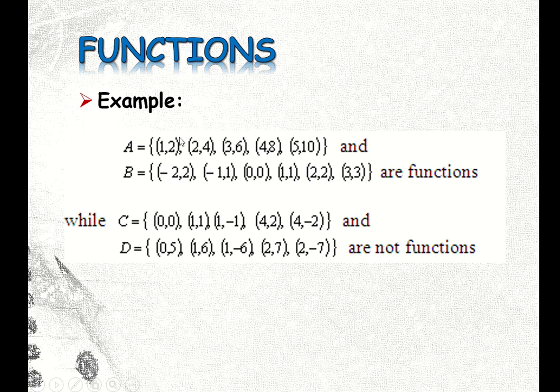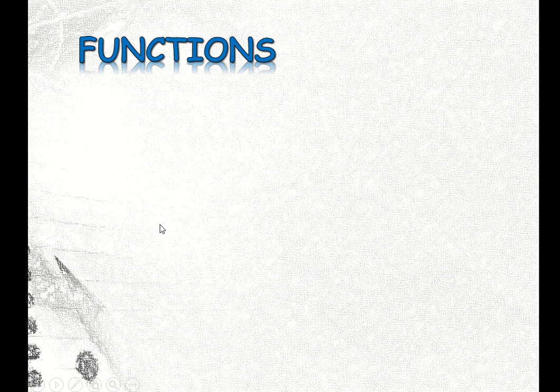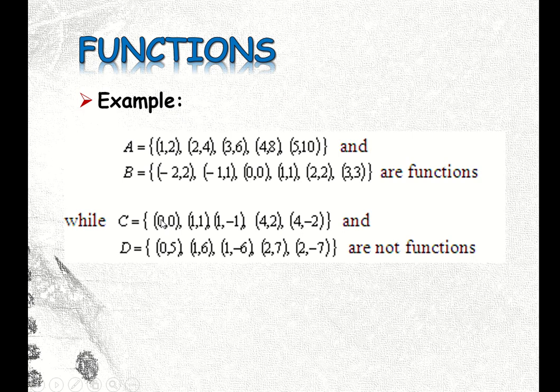So we can say that these are functions. On the other hand, C and D, if you look at them, we have 0 corresponds to 0, 1 corresponds to 1, 1 corresponds to negative 1, 4 corresponds to 2, 4 corresponds to negative 2. You've noticed here we have the same first element in these two ordered pairs, that is 1 and 1. And the fourth and fifth elements also have the same first element. So that makes the relation not a function.